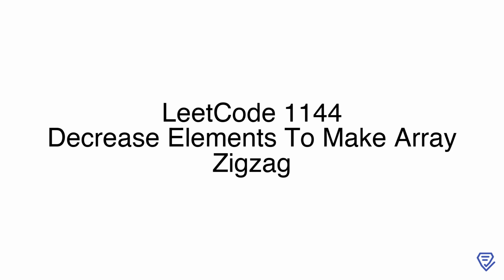Welcome! In today's session, we will tackle LeetCode problem number 1144, decrease elements to make array zigzag. This problem challenges us to transform an array into a zigzag pattern, where elements alternate between being smaller or larger than their neighbors. Let's dive in and explore how we can solve this step by step.